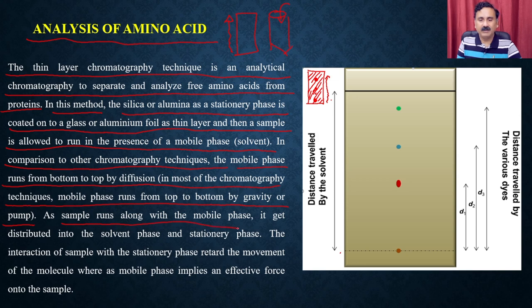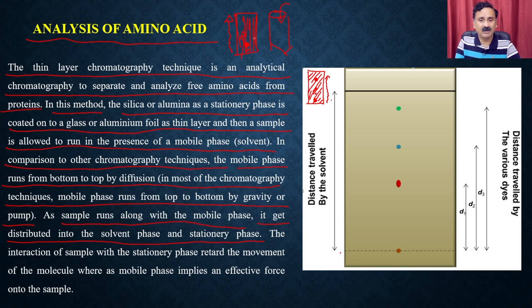As the sample runs along with the mobile phase, it gets distributed between the solvent phase and the stationary phase. So you can see that all the solvent molecules are running. If this is the molecule, either it will go along with the solvent front or it will remain with the silica. Because of that, it is going to be distributed, because that kind of affinity and differential behavior is going to be different for different amino acid molecules.